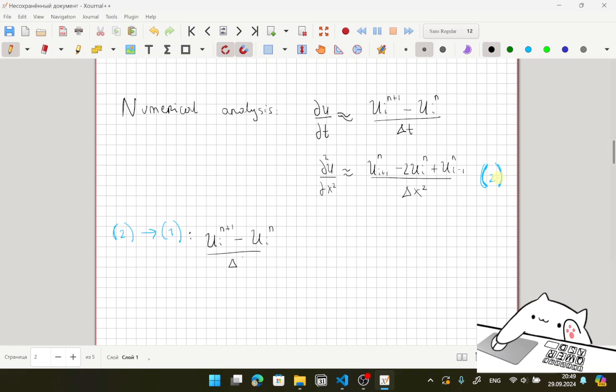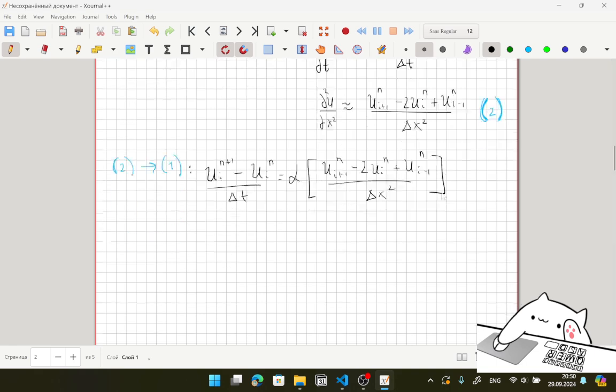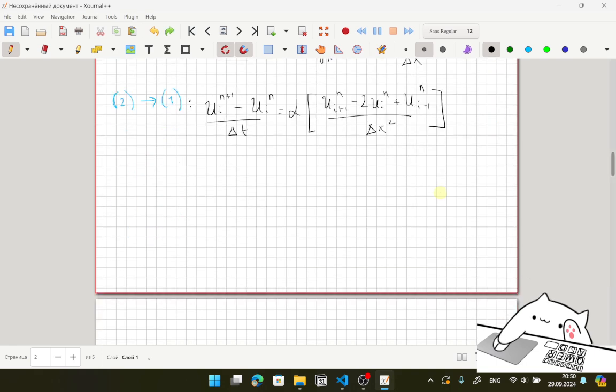In t is alpha u_{i+1} minus 2u_i plus u_{i-1} over delta x squared. So here let's express u_{n+1}. It's going to be like this, 1 and this u_n, and extract delta t plus u_i.